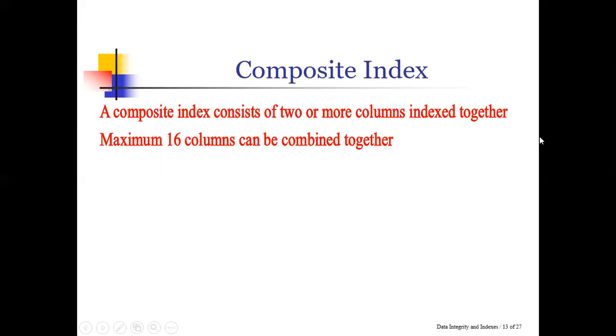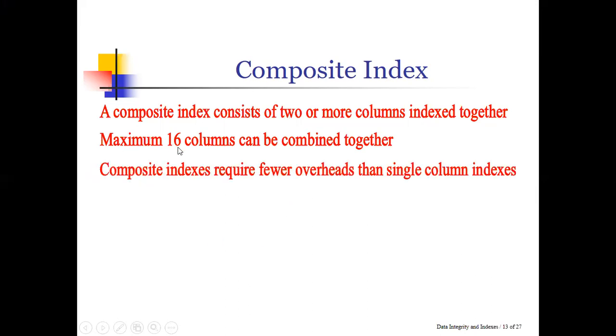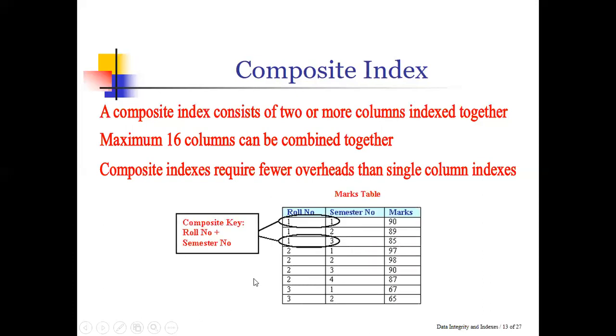Just like your roll number and class and section, all three together. Maximum 16 columns can be combined together as one. They always give the max. Don't try with the max, use 2 or 3. Don't unnecessarily combine all the columns, otherwise the objective will not be met. When these people are explaining, they always give the maximum, the worst case scenarios. A composite index requires fewer overheads than a single column index. Something like roll number and semester number together as one index, they are trying to create.